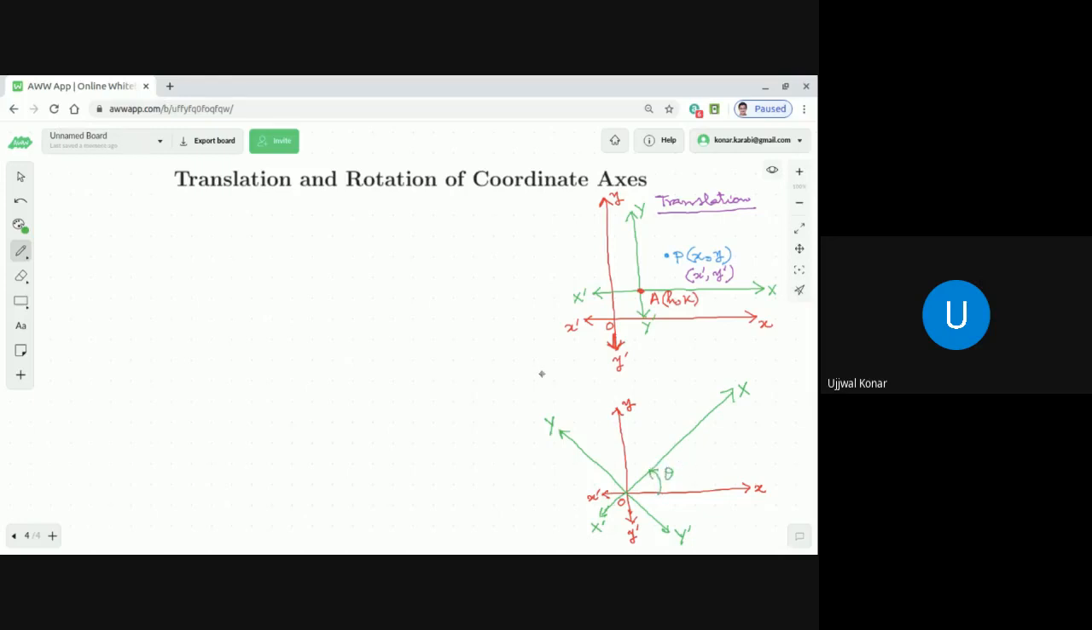Now think about a point P with respect to the original coordinate system. So let me use a different color. So there is a point P with respect to the lowercase x o x dash, y o y dash.